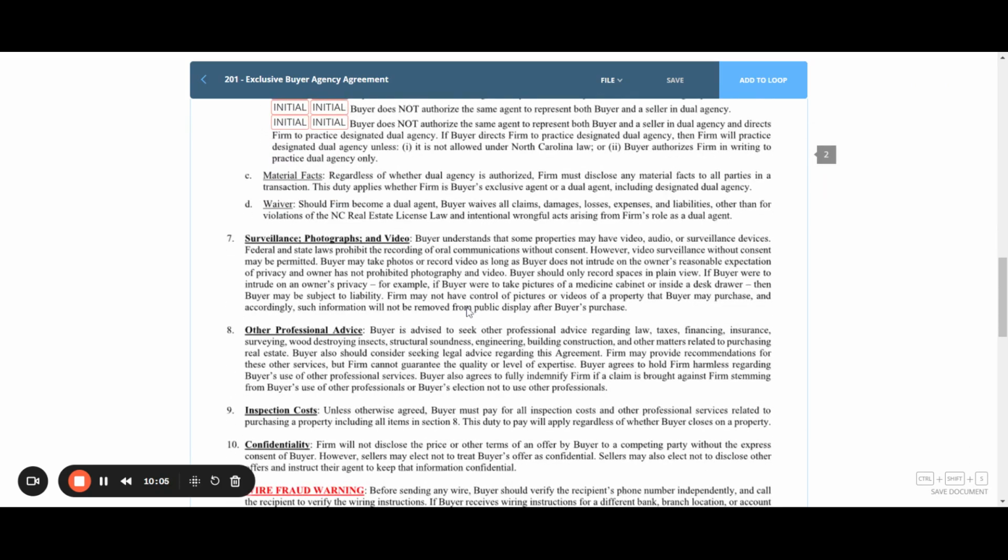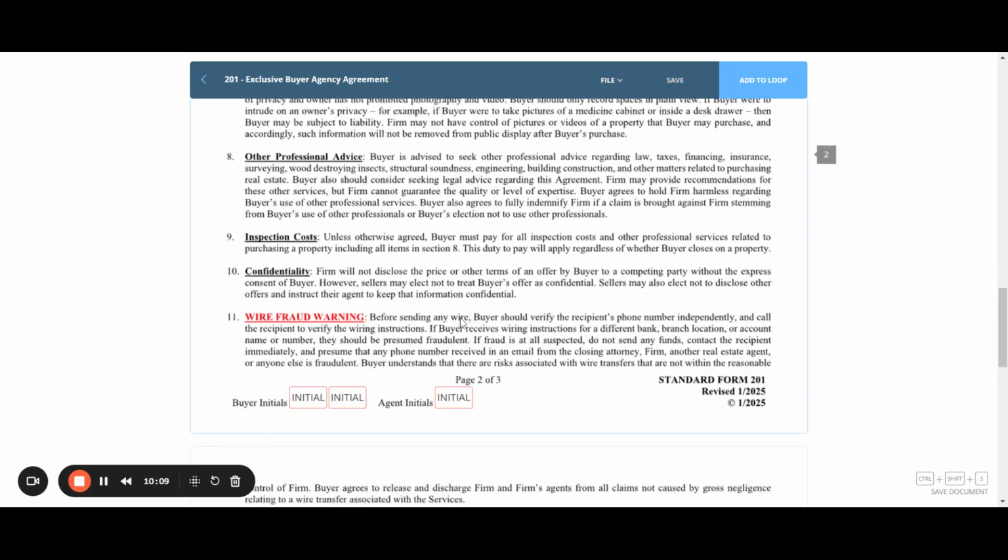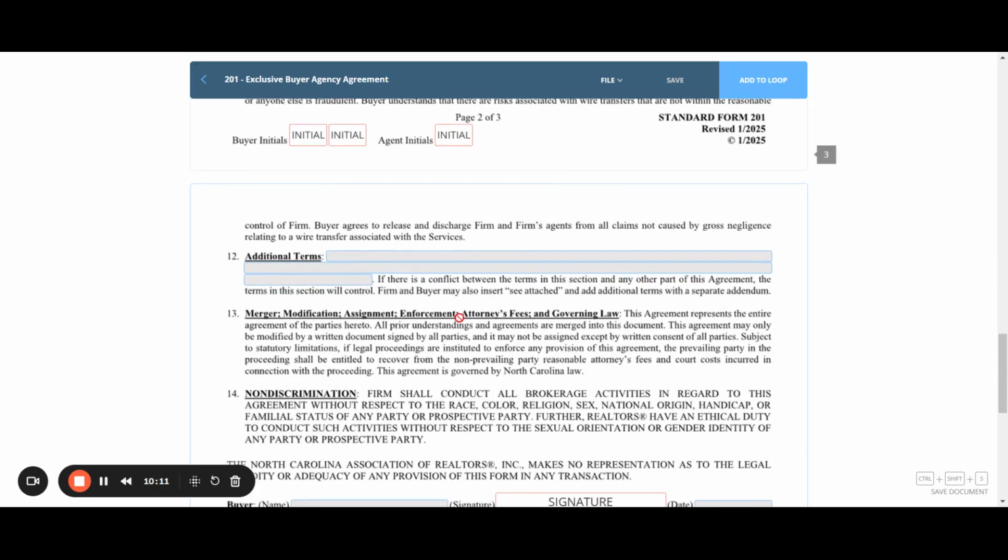All right, and the rest of the stuff here is mostly the same as what we had before. Again, just continue to consolidate in a way that is easier for everybody to read. So hopefully this explanation lets you know how to fill out this exclusive buyer agency agreement form 201 January 2025 revision. If you do have questions, please reach out to us offline so that we can make sure you're clear.